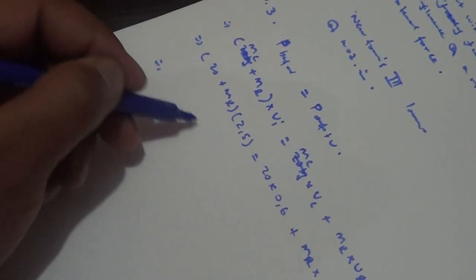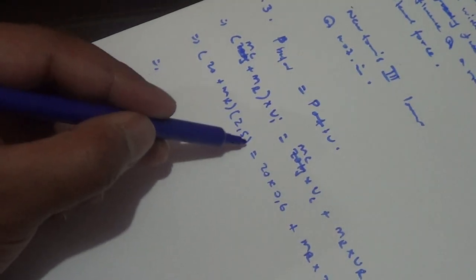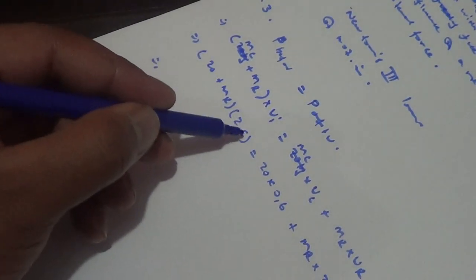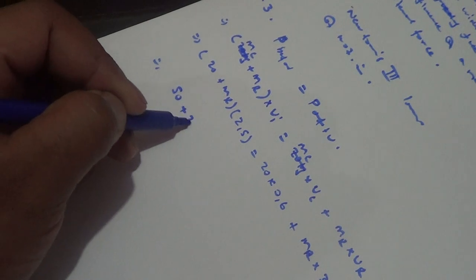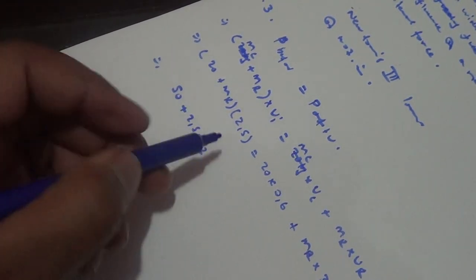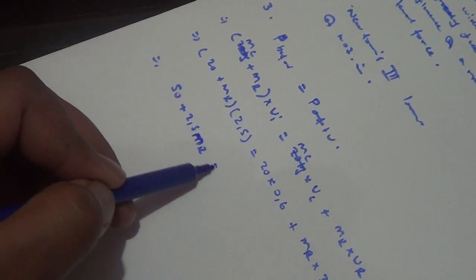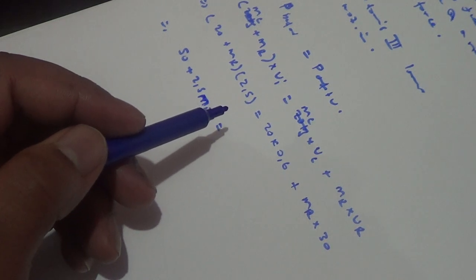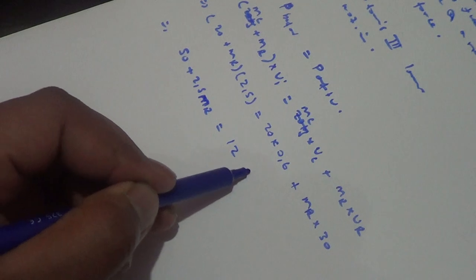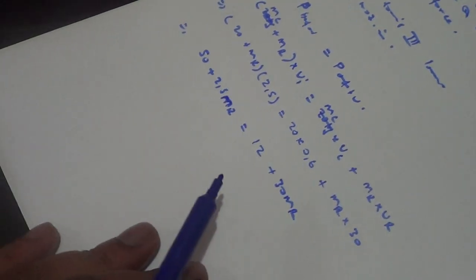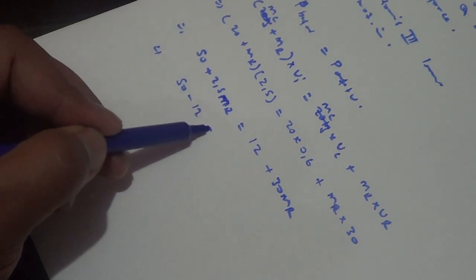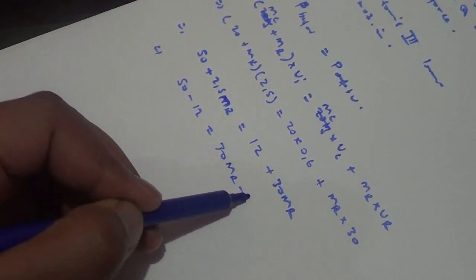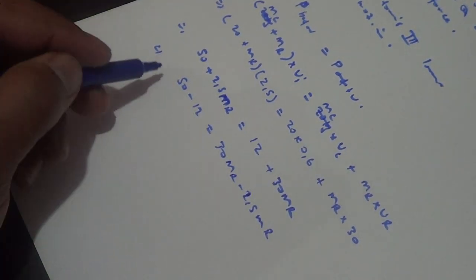Let's do this properly. We'll just work it out like a quadratic. You could easily distribute this throughout and just divide by 2.5, which already simplifies your work, but let's do it the quadratic style. 2.5 times 20 is 50, plus 2.5 m_R. 20 times 0.6 gives 12, plus 30 m_R. Now I can transpose the 12 to that side. This implies that I have 50 minus 12 equals 30 m_R minus 2.5 m_R.